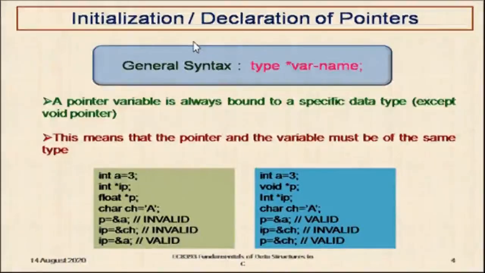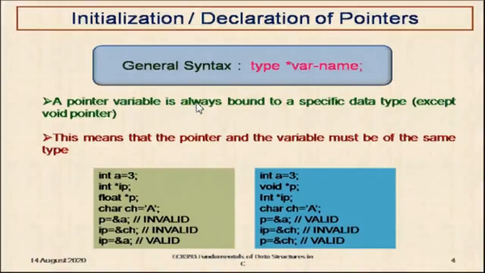Coming to the initialization of pointer or declaration of pointers. So this is the general syntax: type star variable name. Here the variable name is nothing but the pointer variable, which is of the given type. Right here we have some other examples. Before that, we have to understand one thing. A pointer variable is always bound to a specific data type except void pointer. We have integer pointer, floating point pointer, character pointer, right? Then double pointer, then void pointer.